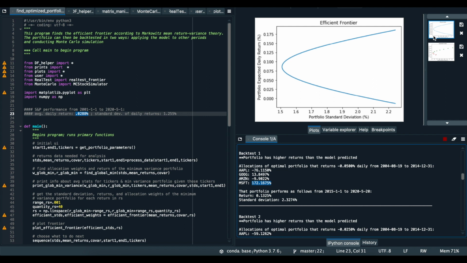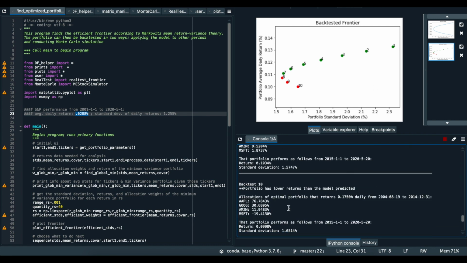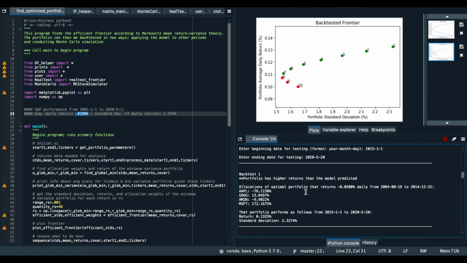So you can see, to get that negative 0.05% daily return, we leveraged up on Microsoft, and that actually, against the model's expectations, Microsoft really changed its performance during the period of 2015 to the present day. Microsoft really outperformed, did better than most people would have predicted, and so that is why we've got this flip. And as we move down, let's go all the way to backtest number 10, you can see we're actually shorting Microsoft, and so that's why we're getting much lower returns than what the model predicted. So this is just a good way to look at the efficacy of the efficient frontier and see how well it can predict how performance is going to look in the future.